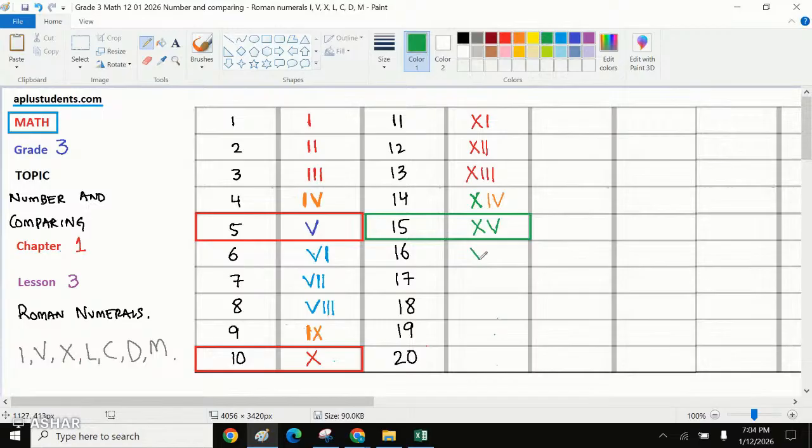Similarly, 10 and 6, 10 and 7, 10 and 8. But we cannot write 19 like that. So we can break it into 10 and 9. And what was 9? This was 9, 1X.